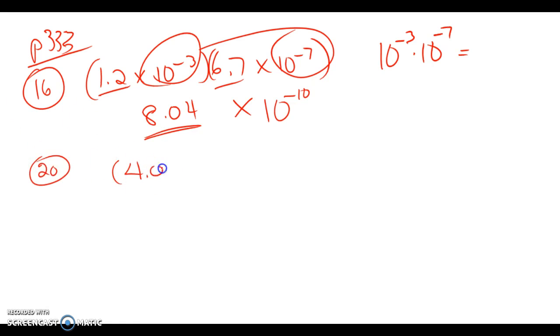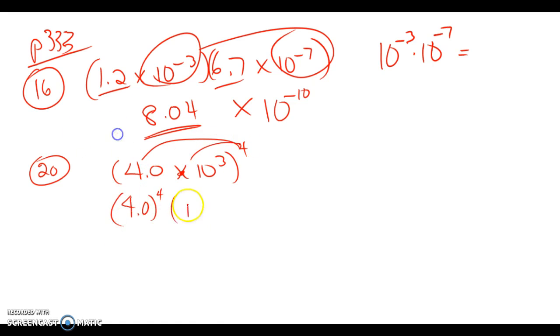Number 20 reads 4.0 times 10 to the third, all raised to the fourth. So because this is a product, I can say 4.0 to the fourth and 10 to the third to the fourth. Okay, 4 to the fourth. 4 times 4 is 16 times 4 is 64 times 4. Trying to figure that out. 64 times 4.